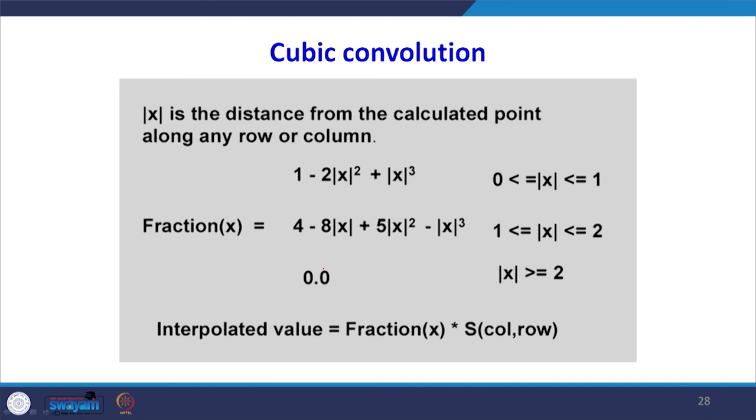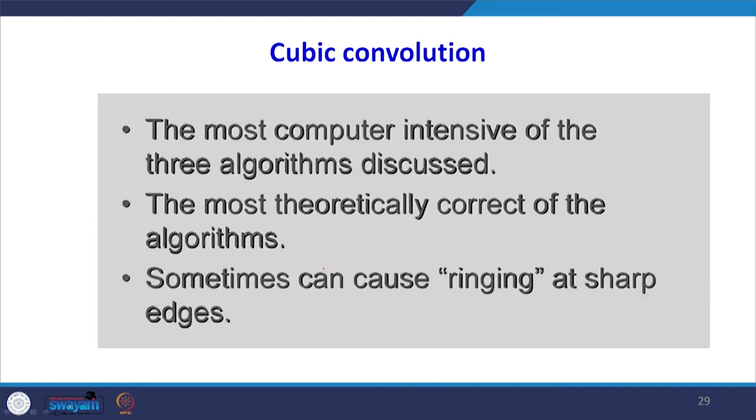So this is the kind of a cubic equation which one can derive from these 16 pixel values and can find out the new value at that particular location. Now this is the most computer intensive of the three algorithms, but it will provide better results as far as the accuracy is concerned. But sometimes it can cause the ringing effect at the sharp edges. If there are sharp edges in the image, you will get the ring effect at the end.